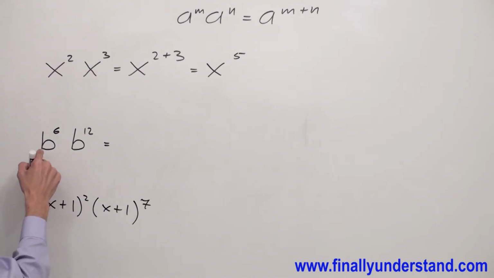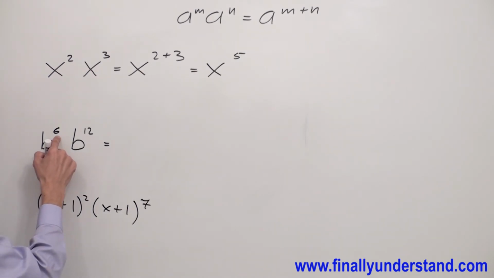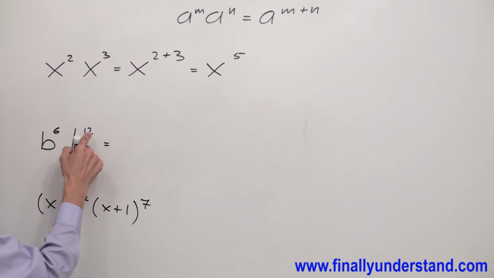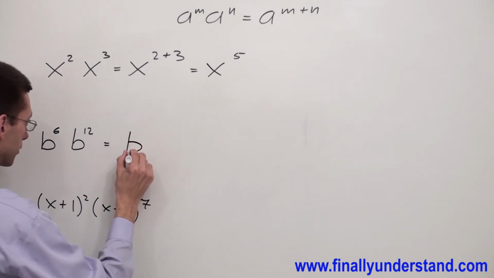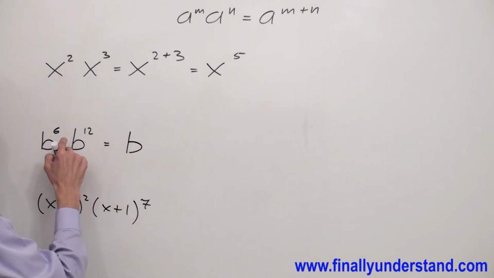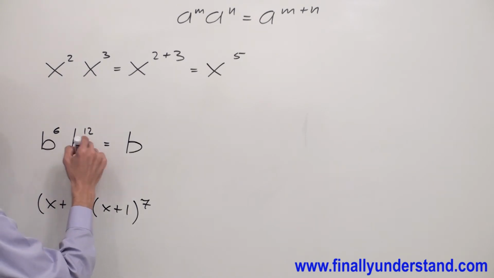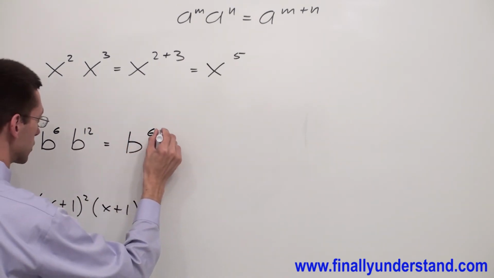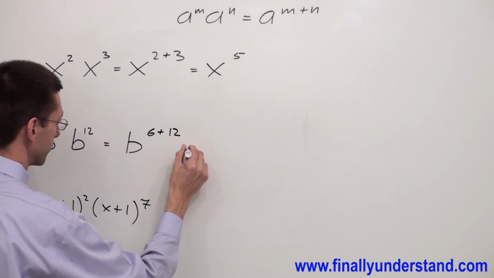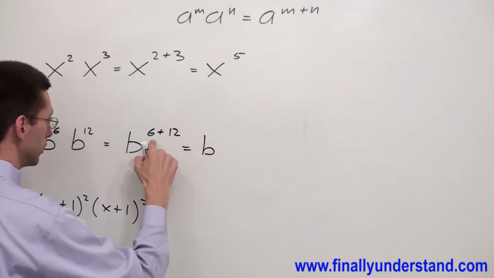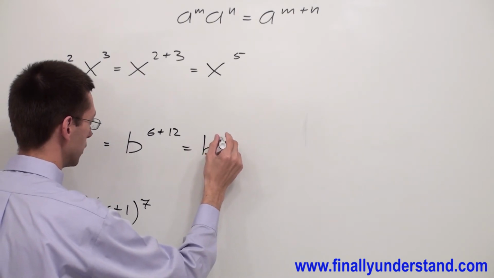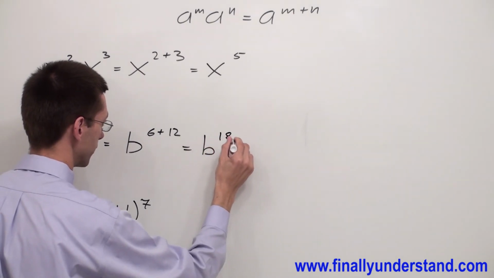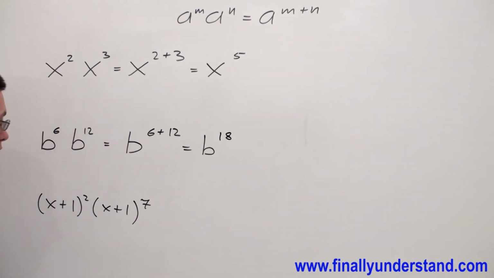Let's take a look at another example. I have b to the 6th power times b to the 12th power. Again, I have the same base. My base is b. Base stays the same, b. Anytime I have multiplication, I'm supposed to add exponents. I have 6 plus 12. So b is going to have power 6 plus 12, which is 18. Okay, so this is the solution to this problem.